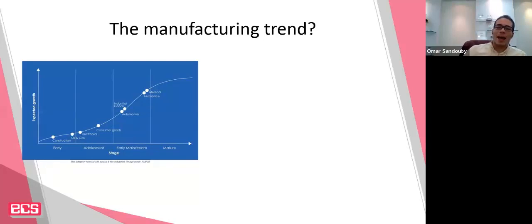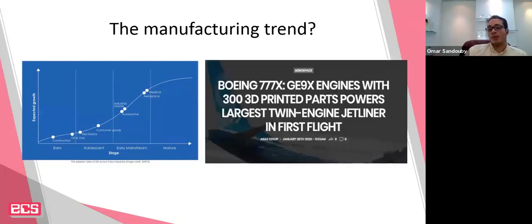And we saw how in more advanced industries such as aerospace and medical, they're starting to use it more heavily. We saw how GE and Boeing are now 3D printing like 300 parts inside of one of their latest engines. So in what way does material jetting also help this trend?